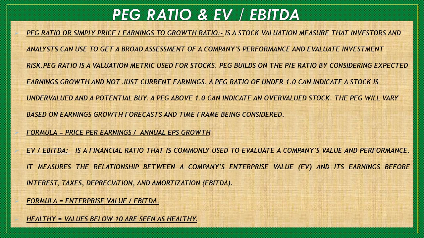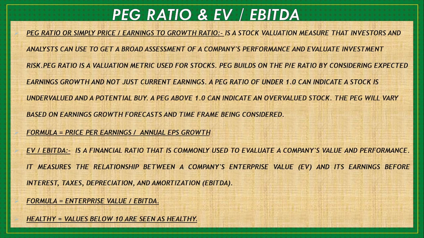A PEG ratio of under 1.0 can indicate a stock is undervalued and a potential buy. A PEG above 1 can indicate an overvalued stock. The PEG will vary based on earnings growth forecast and time frame being considered. Formula: price per earnings divided by annual EPS growth.